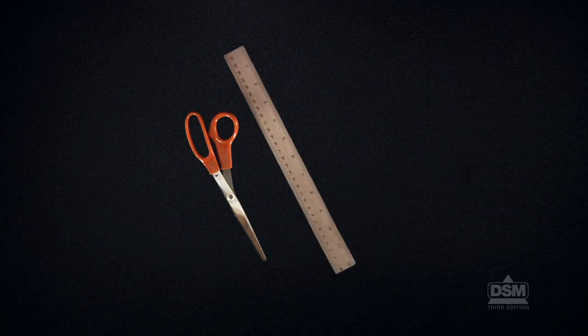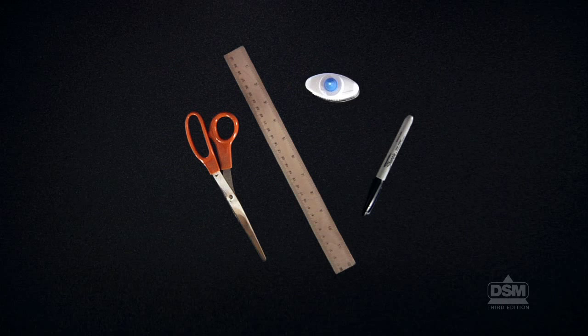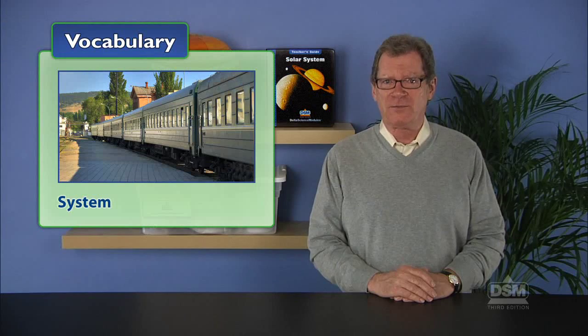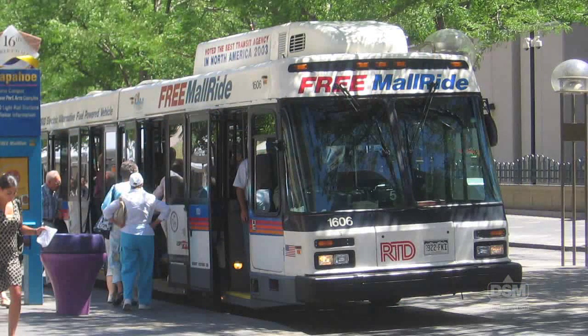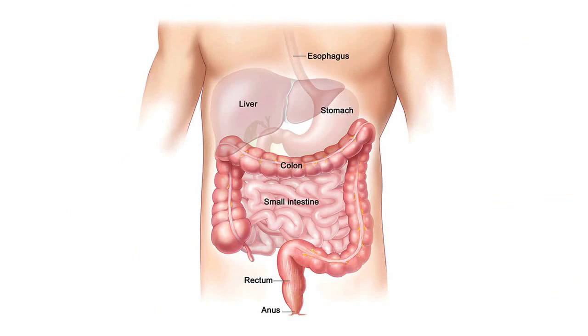Each team of 2 will need a pair of scissors, a metric ruler, a black marker, and access to the glue. To begin the activity, ask students, what do you think a system is? Tell students that a system is a group of items that form a unified whole, and stimulate a discussion of systems with which students may be familiar, such as a transportation system or the human digestive system.